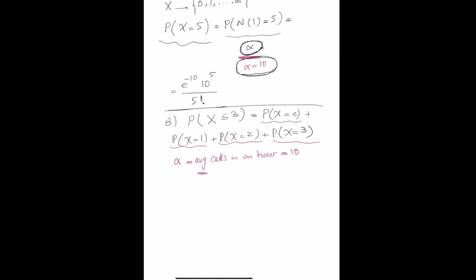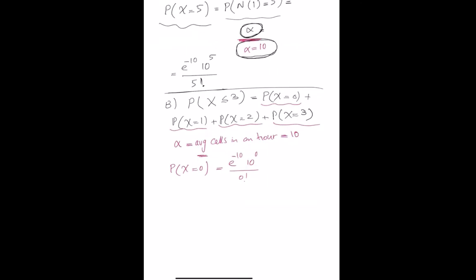For example, let's calculate x equals 0. Again, the formula is e to the power of minus alpha, alpha to the power of x, which is 0, over 0 factorial. And we do the same calculation for the probability of x equals 1, x equals 2, and x equals 3. Add all these probabilities together. That gives me the probability of 3 or fewer calls in an hour.